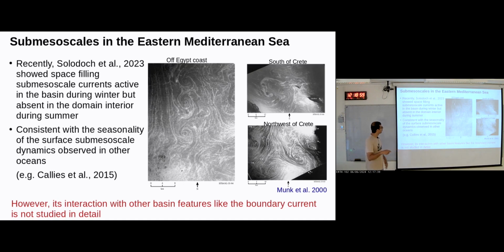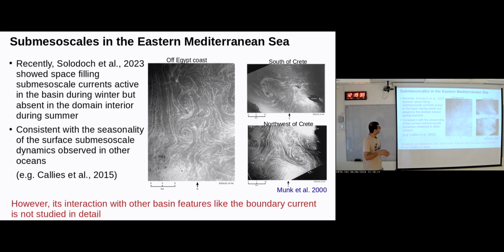Despite this early sighting, however, to the best of our knowledge, a systematic study of the submersible scale dynamics in the Eastern Mediterranean was performed recently by Sorodok et al., where they show space filling submersible scale currents in the domain during the fall and winter season. However, these features disappear during the summer. This seasonality of the submersible scale dynamics is well known and has been observed in other oceans.